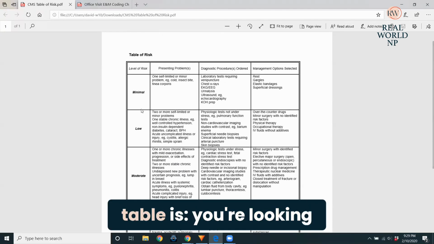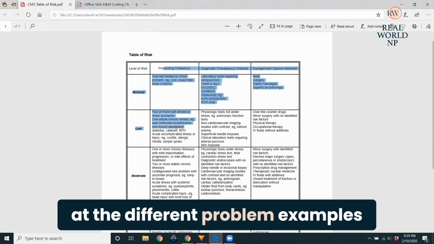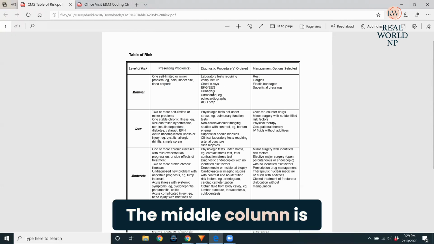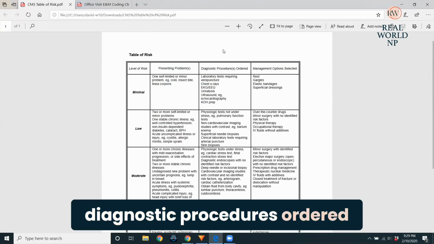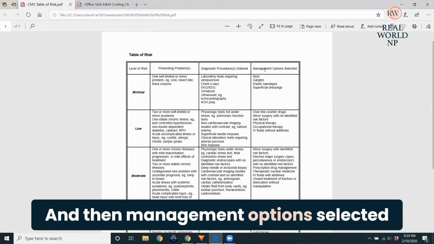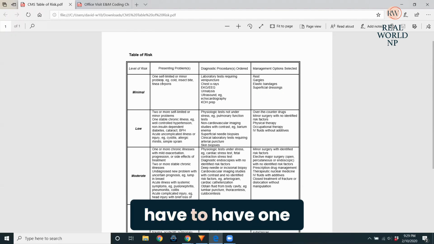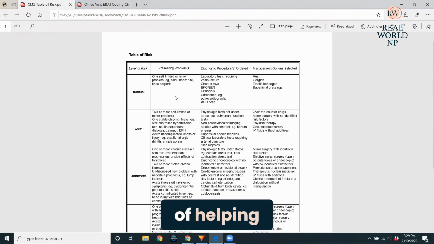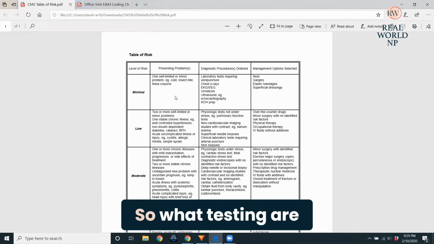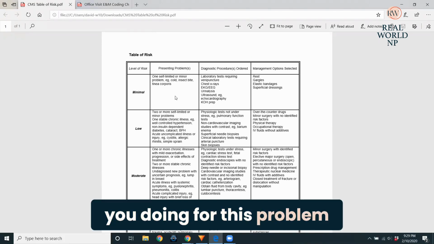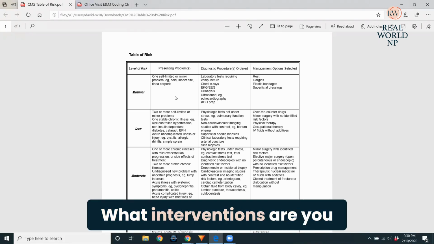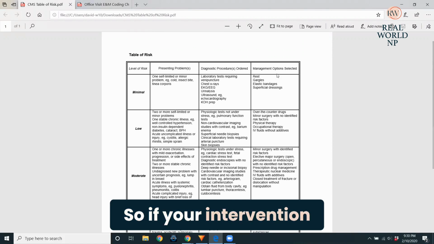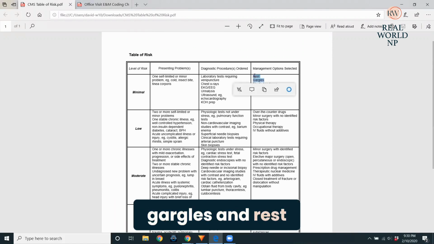And what's on this table is the different problem examples. The middle column is diagnostic procedures ordered, and then management options selected. You don't necessarily have to have 1, 2, and 3 for them to qualify for minimal, but it helps inform your decision. So what testing are you doing for this problem? What interventions are you doing for this problem? If your intervention for your problem is gargles and rest, likely it's a minimal risk problem, right?